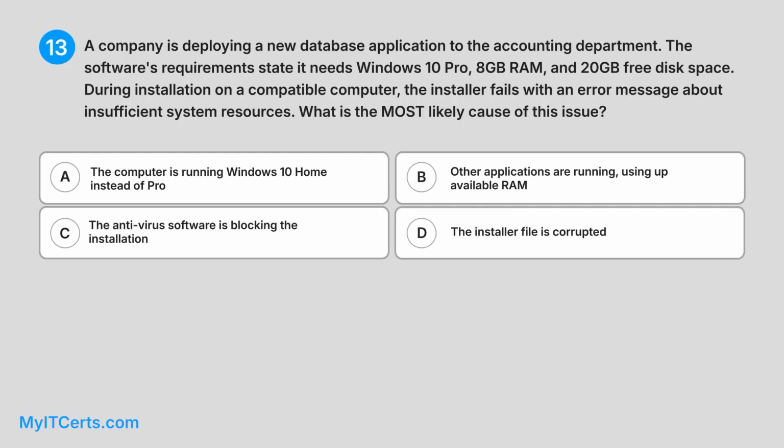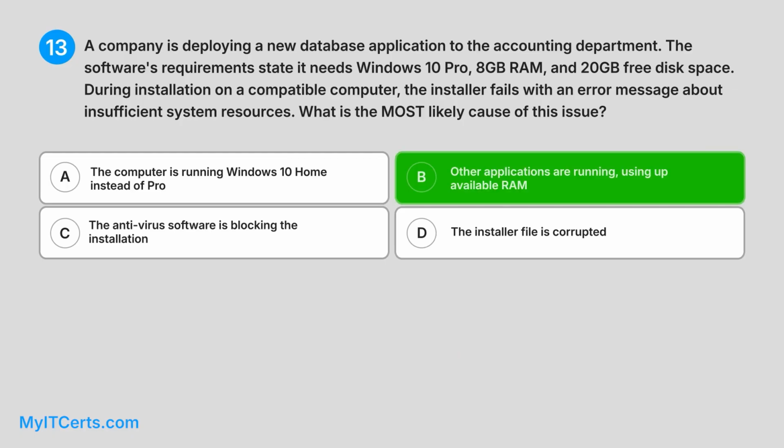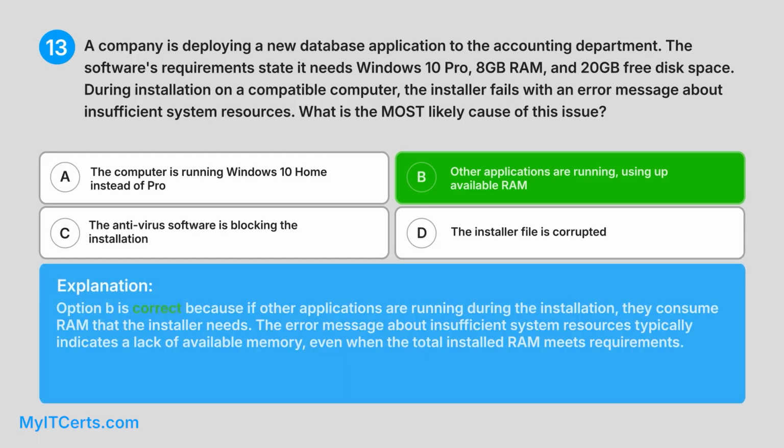Correct answer. B. Other applications are running, using up available RAM. Explanation. Option B is correct because if other applications are running during the installation, they consume RAM that the installer needs. The error message about insufficient system resources typically indicates a lack of available memory, even when the total installed RAM meets requirements.